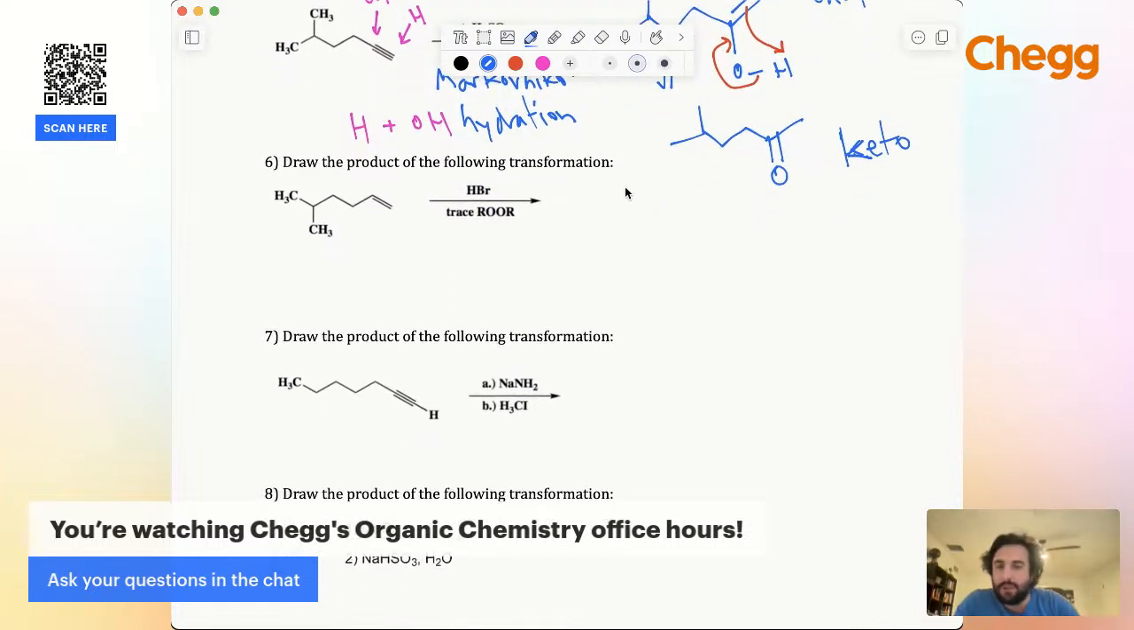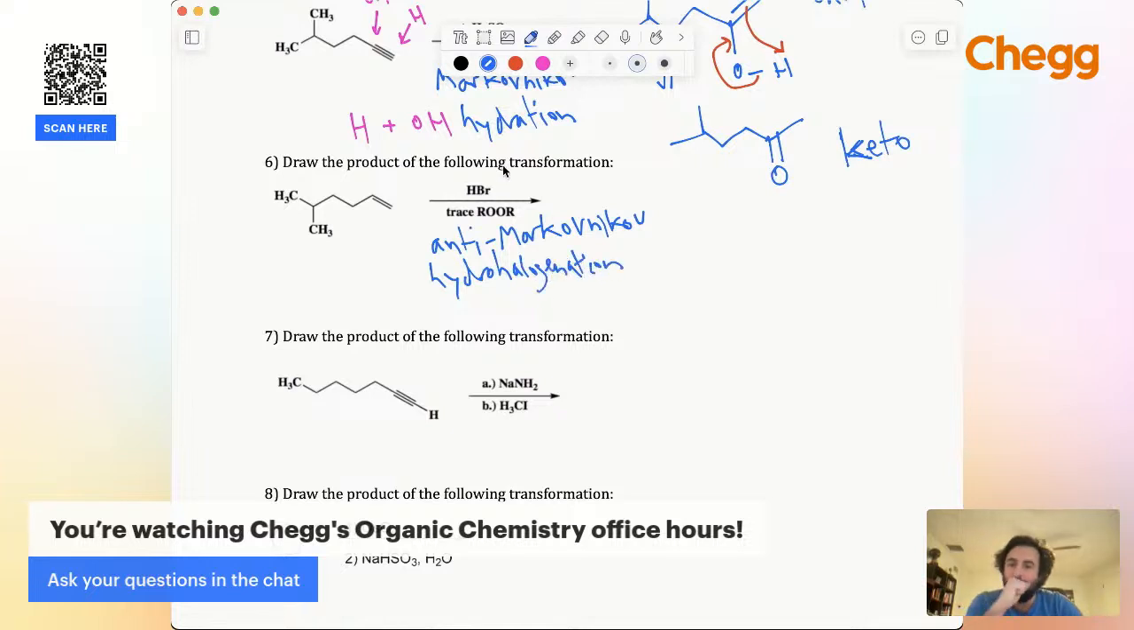Draw the product of the following transformation. What are these conditions? Here's another flashcard. We have to know that this is anti-Markovnikov hydrohalogenation. So HBr tells us that it's hydrohalogenation, and then peroxides are a giveaway for anti-Markovnikov. There are multiple mechanisms that are anti-Markovnikov because of the presence of peroxides.